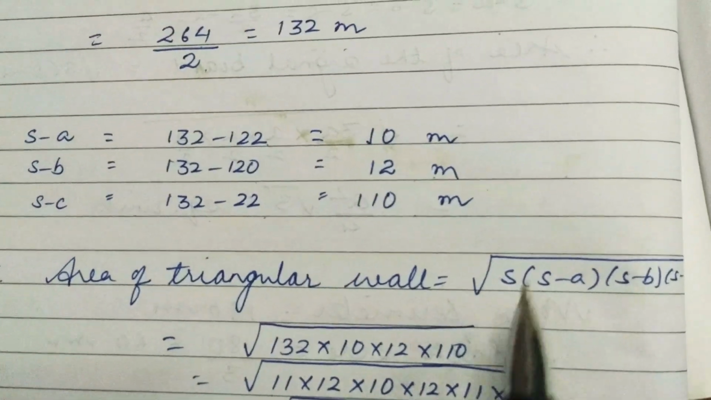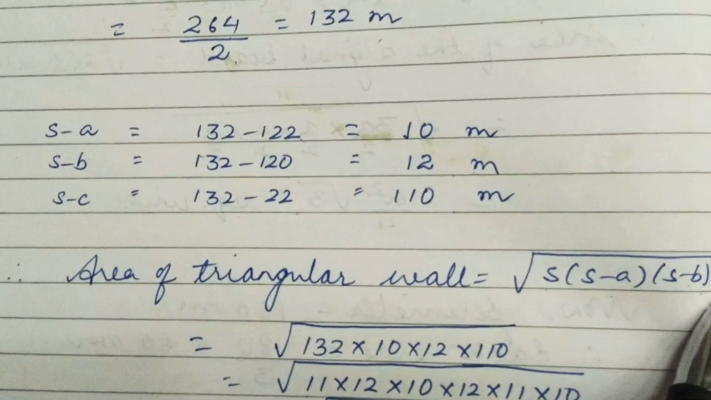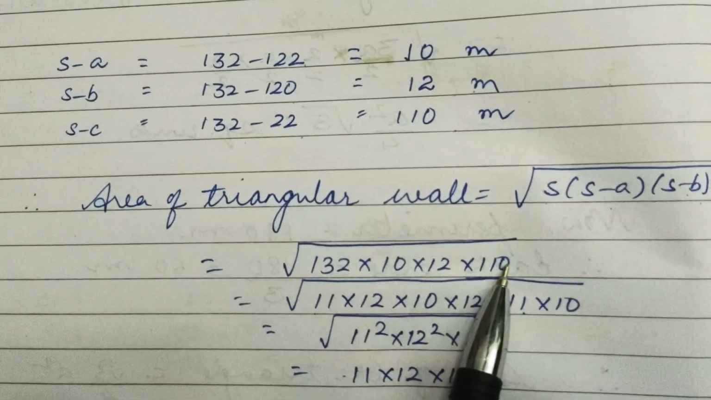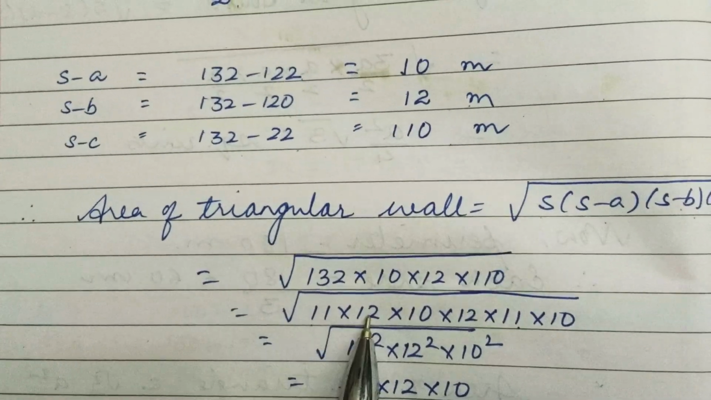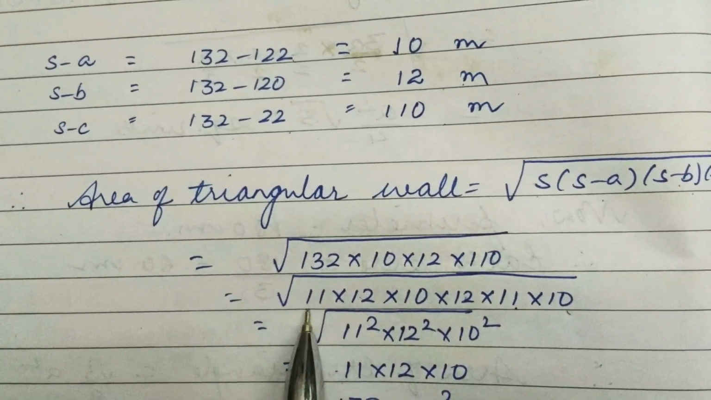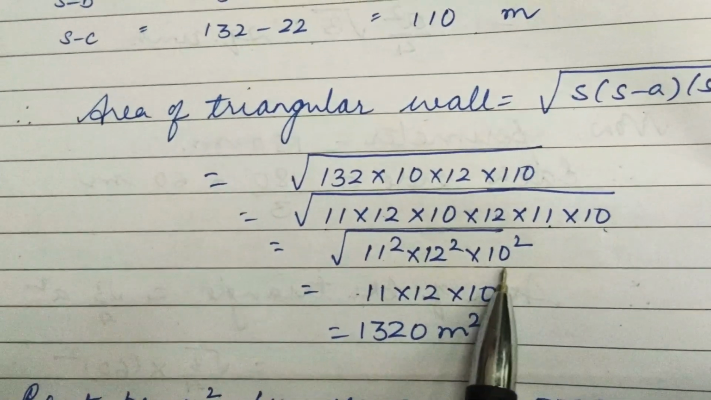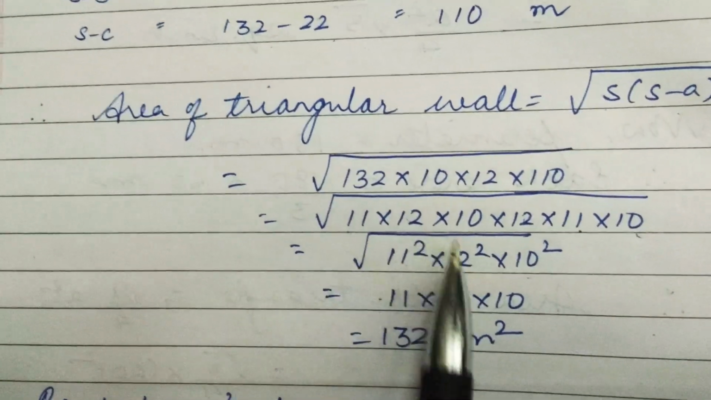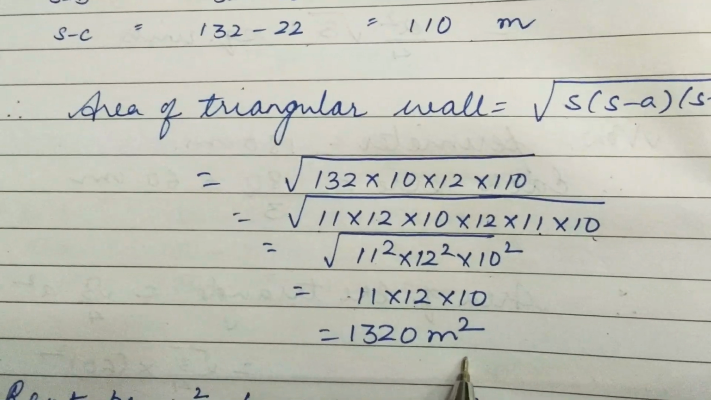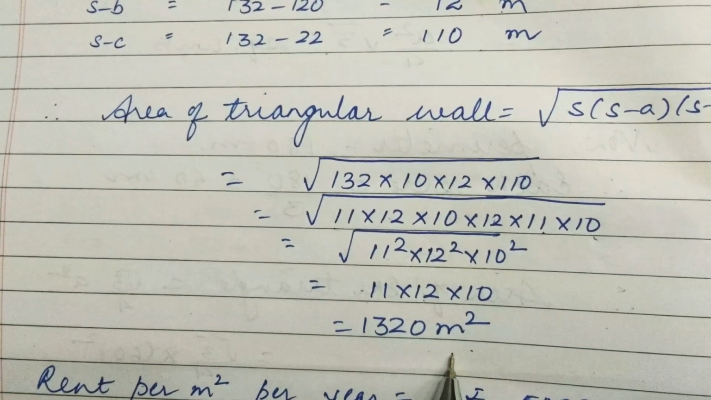Now the area of the triangular wall will be found by using Heron's formula, that is under root S, S minus A, S minus B, S minus C. So we will put the values 132 into 10 into 12 into 110. When you solve it, 132 equals 11 into 12, and 110 equals 11 into 10. So just see, it is equal to 11 square, 12 square, 10 square. When you remove the square root, it will be equal to 11 into 12 into 10, that is 1320 meter square. So the area of that triangular wall is 1320 meter square.